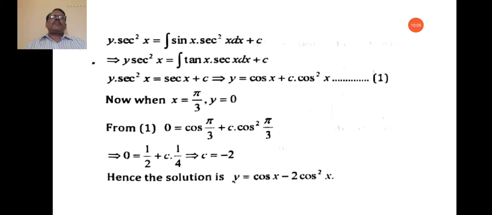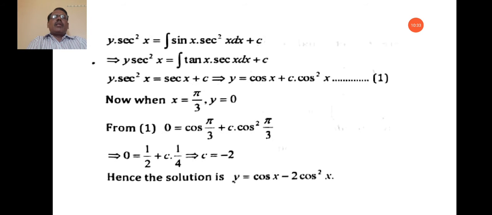We have to find the particular solution. For this, we have to substitute the value of x equal to pi by 3 and y equal to 0 in equation 1. So y is 0 is equal to cos of pi by 3 plus c into cos square pi by 3. So cos of pi by 3, cos 60 degree, is equal to 1 by 2, plus c into 1 by 4. So c is equal to minus 2. So the value of c is minus 2.